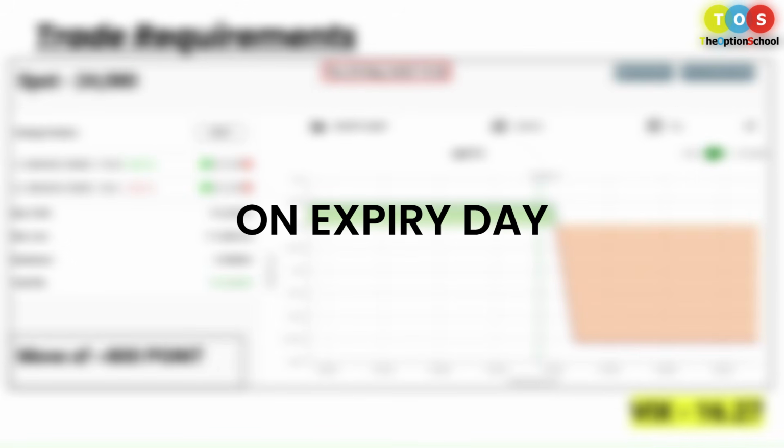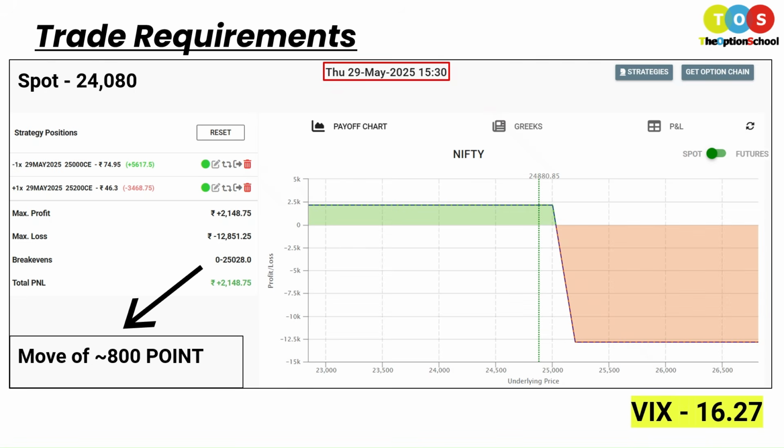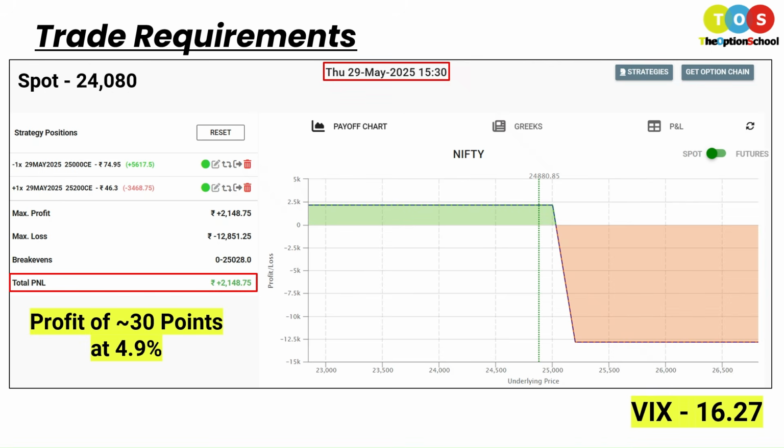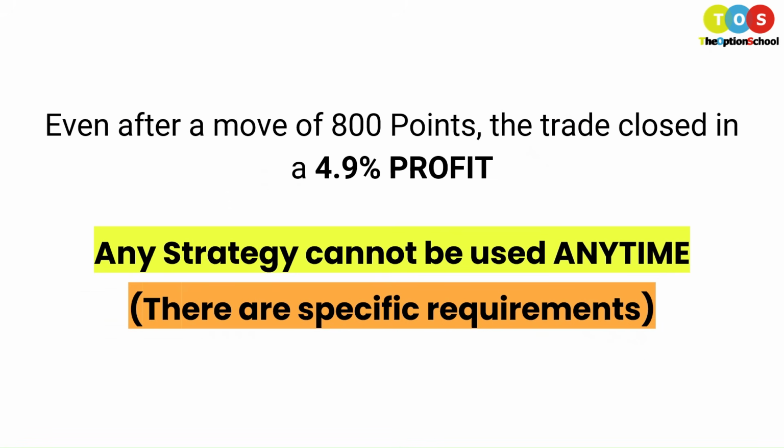On expiry, the market moved up by 800 points. So the bearishness thing never worked. But VIX dropped to 16 from 22. So if we see, although the view went totally wrong, because the trade was taken at the right time, the trade ended in a profit of 4.9% on deployed capital. Now, this is the difference between trading through guesswork and trading with proper calculations and the right strategy.